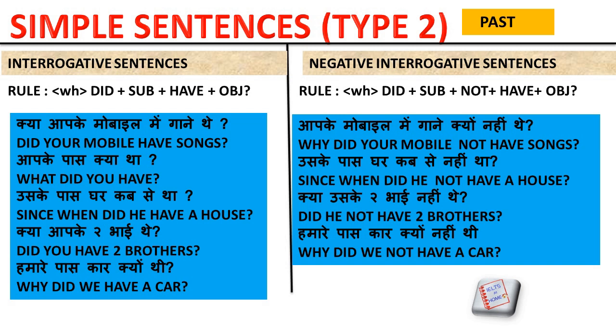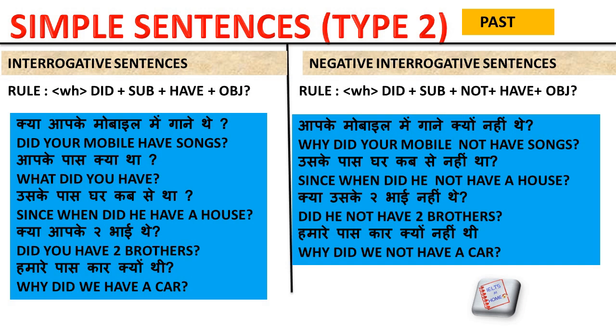And then the negative interrogative sentence, the rule is did plus subject plus not, because it's negative, so we use not, and then have, object, and then question mark. You can also make it a WH question, like in the example I made a WH question. आपके मोबाइल में गाने क्यों नहीं थे? क्यों means why. Why did your mobile, why, and then we use did and then the subject your mobile, then not because it's negative, have songs. उसके पास घर कब से नहीं था? Since when did he not have a house? So these are the simple examples of past simple sentences type 2.